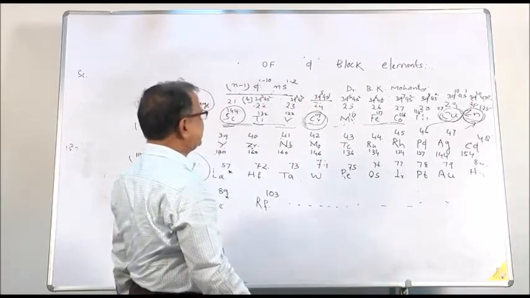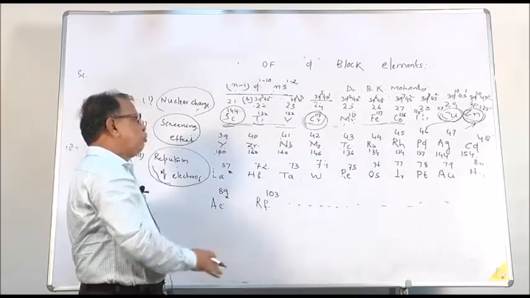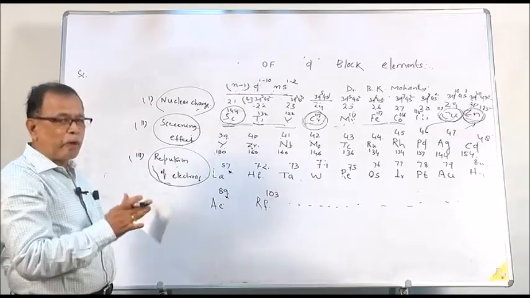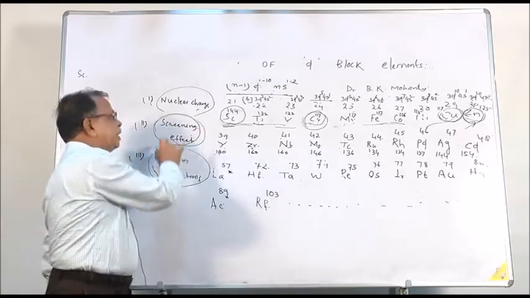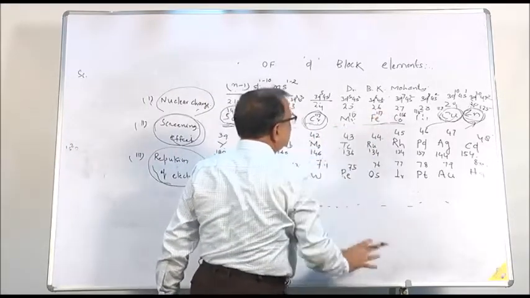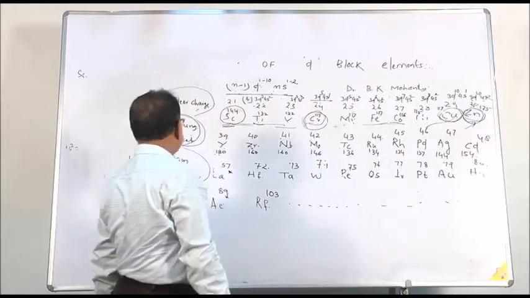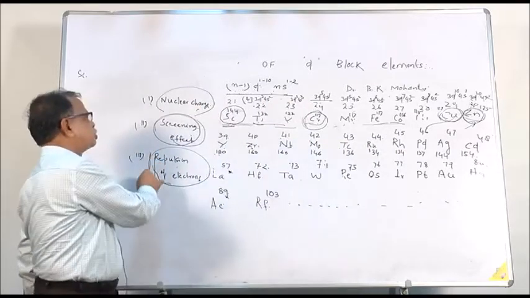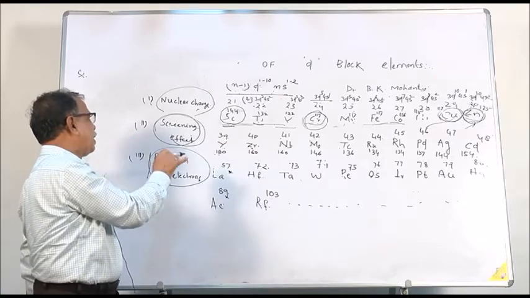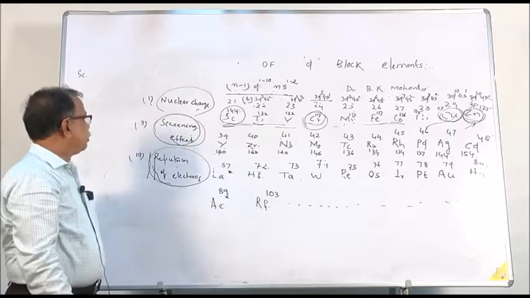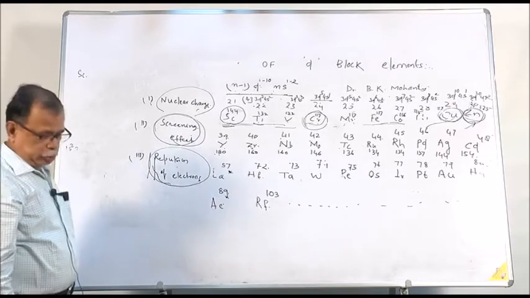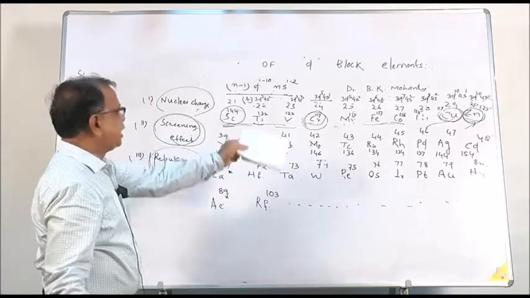First, the size decreases due to more nuclear charge. When the nuclear charge is the same as the screening effect, the size remains the same, then gradually increases due to repulsion of electrons. So we can explain the atomic size of d block elements by three factors: nuclear charge, screening effect, and repulsion of electrons.